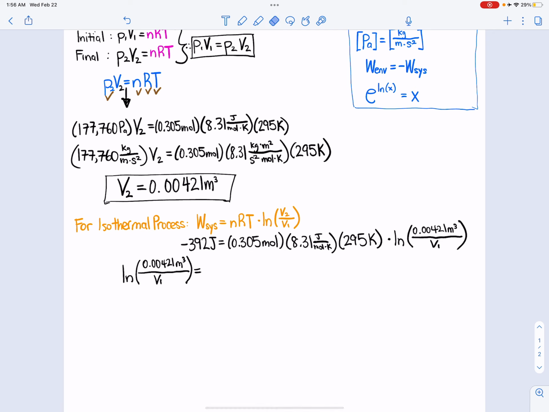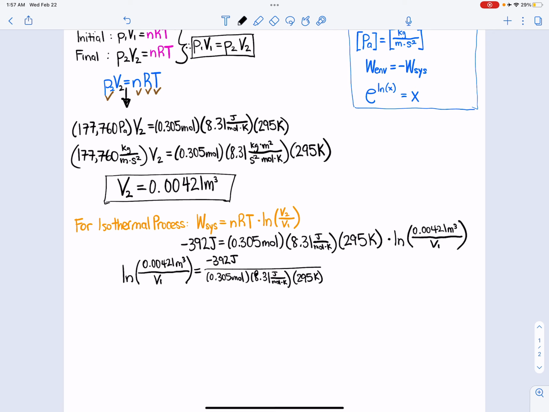can I erase this so I could have some space, minus 392 joules divided by (0.305 moles times 8.31 joules per mole times Kelvin times 295 Kelvin. All right.